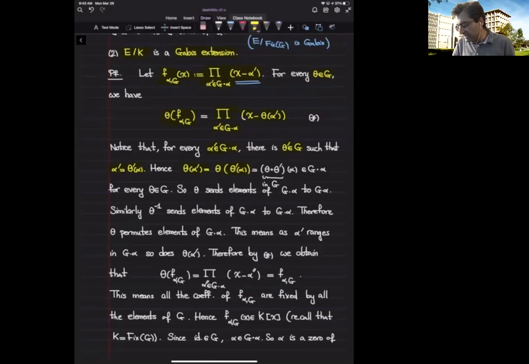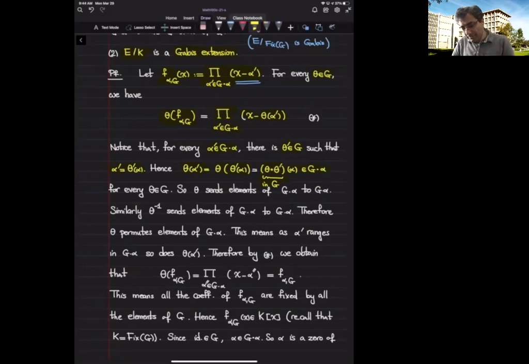I'm looking at the composite of theta and theta prime, which is another element of the group, and let it act on alpha. Now notice, theta composed with theta prime is another element inside the group. So I'm getting another element inside the G orbit of alpha. And notice that as theta prime runs over the entire group, theta composed with theta prime also ranges over the entire group. This composition gives me a permutation of the elements of the group.